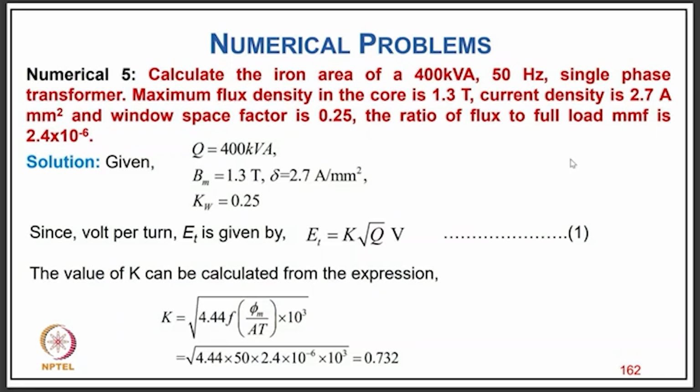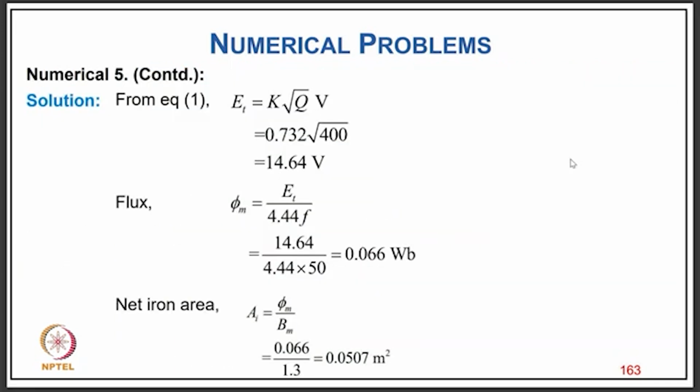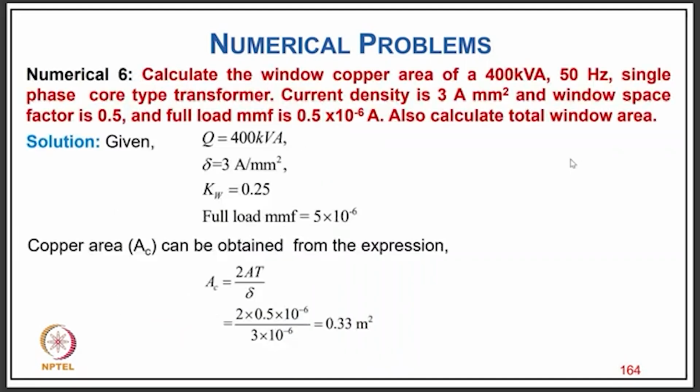Q is given 400 kVA, Bm is given 1.3 Tesla, sigma current density 2.7 ampere per millimeter square, and Kw 0.25. So we get Et equal to K under root Q, in kVA. The value of K can be calculated from all these given values, 4.44 f pi m upon 80 into 10 power 3. So it comes 0.732, and then Et can be calculated by putting the K value and kVA, that comes 14.64 volt, and flux phi m equal to Et upon 4.44 f. So it comes 0.066 Weber. Net iron area Ai equals phi m upon Bm, so it comes 0.0507 meter square.